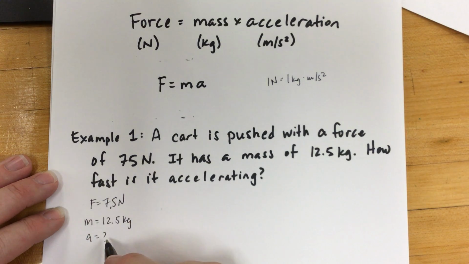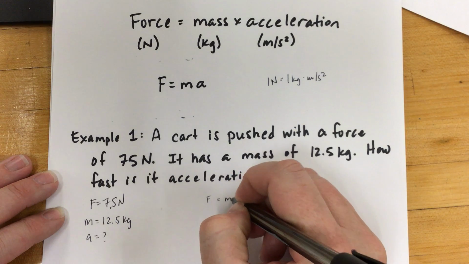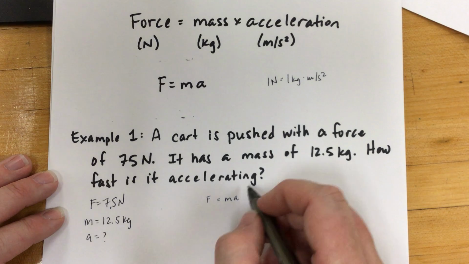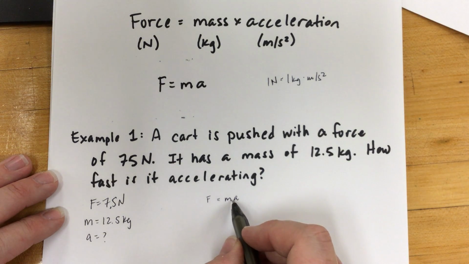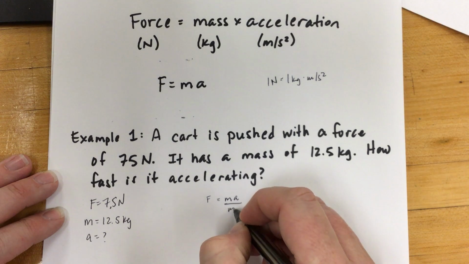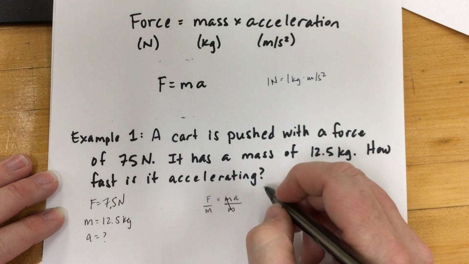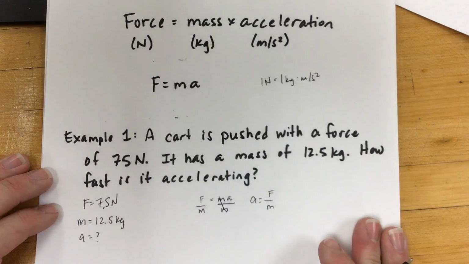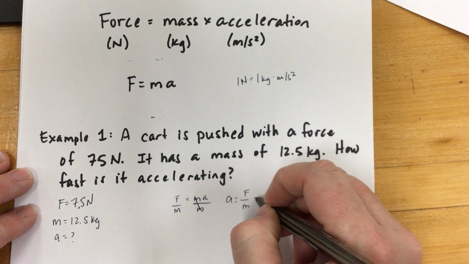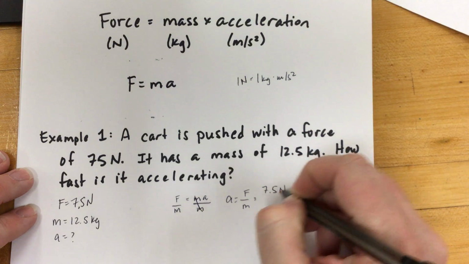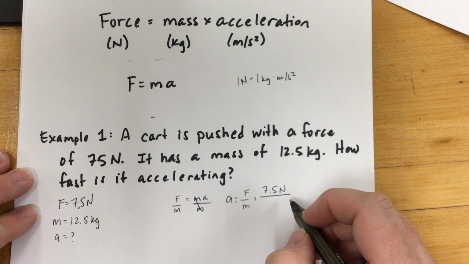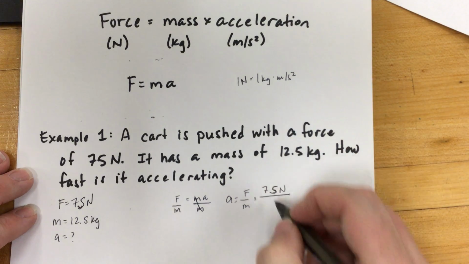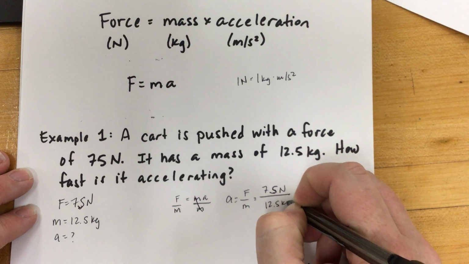Well, F equals ma, so I'll write that in here. And in this situation, I want to solve for a, which means I need to bring the m over to the other side. Currently, m and a are being multiplied, so the opposite of that is to divide it. So I have the equation that a equals F over m. I can take my variables and put them in. My force is 75 newtons. My mass is 12.5 kilograms.